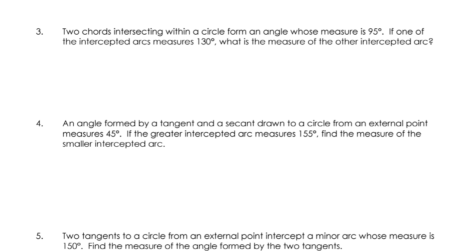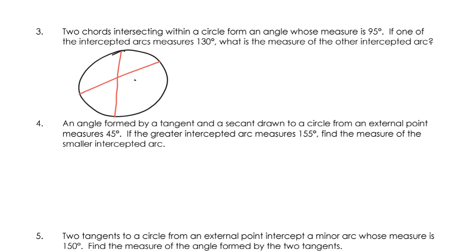All right, guys, we're on the back side of day 3 notes. Number 3 says two chords intersecting within a circle form an angle whose measure is 95 degrees. So we have our circle, and we have two chords intersecting. So here's one, here's two.